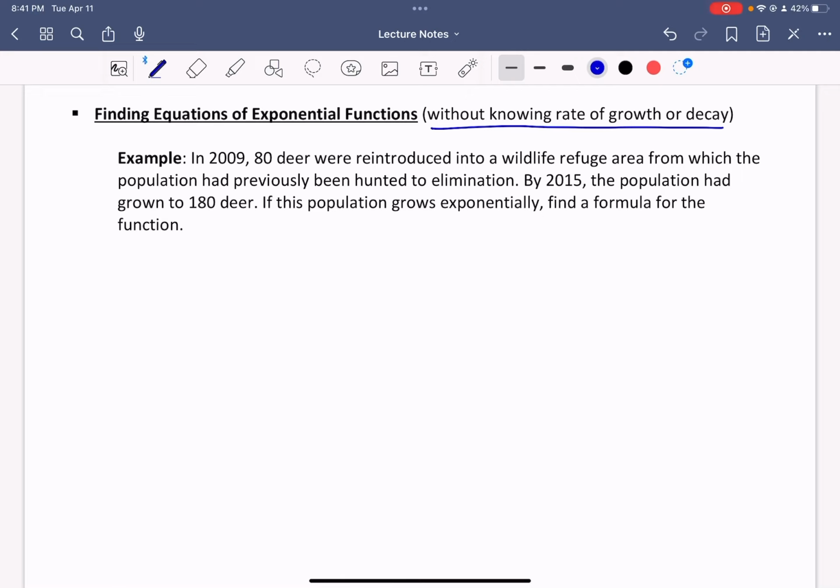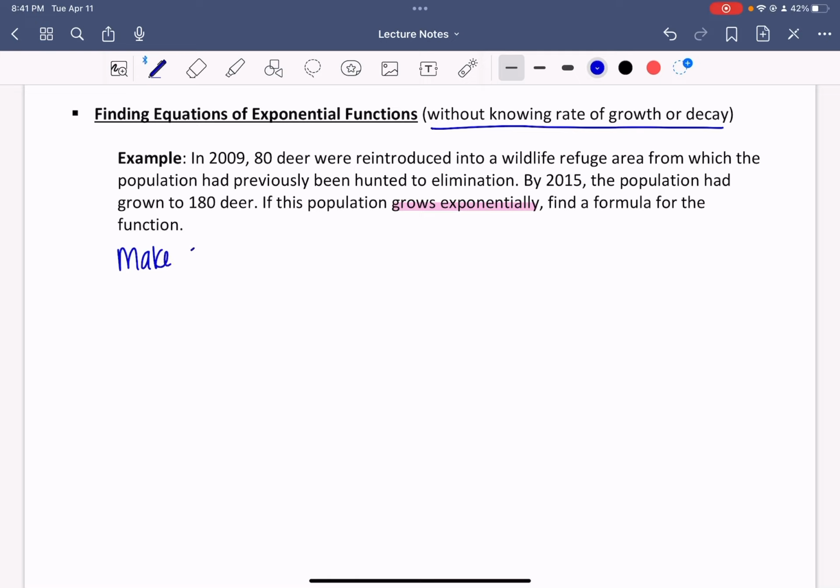This problem says, in 2009, 80 deer were reintroduced into a wildlife refuge area from which the population had previously been hunted to elimination. By 2015, the population had grown to 180 deer. If this population grows exponentially, find a formula for the function. So the fact that this was growing exponentially is going to cue me on to use one of those formulas. It doesn't tell me a growth rate or anything. So here are the steps that I'm going to have to follow.